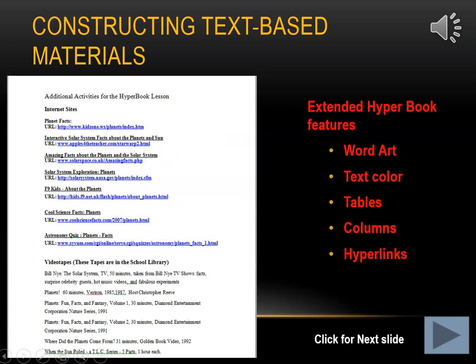The last feature that we looked at was hyperlinks, and I showed you how to create a hyperlink or to link to other documents. So here's an example in the Hyperbook that I gave you on how you can create a page called Additional Activities for the lesson and identify internet sites. And in this case, I also threw in some videos that were available in the school library. Those aren't links. Those are just text. But you can see the blue links above. Those are all websites that I had visited as an instructor.